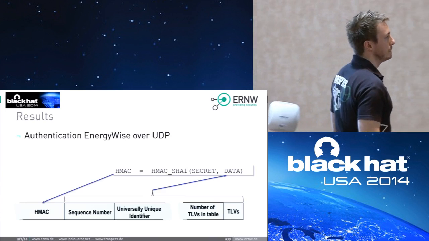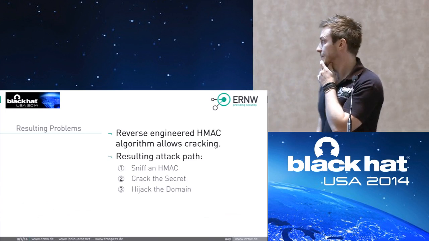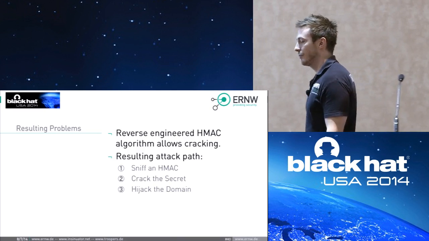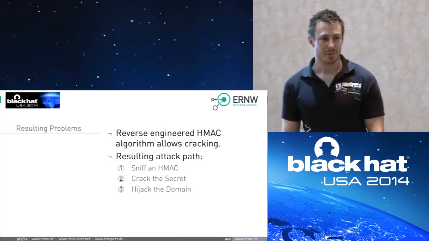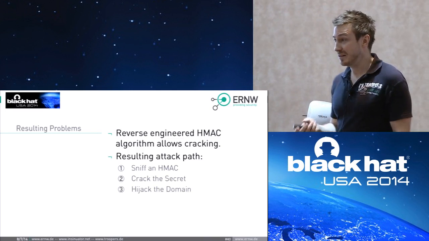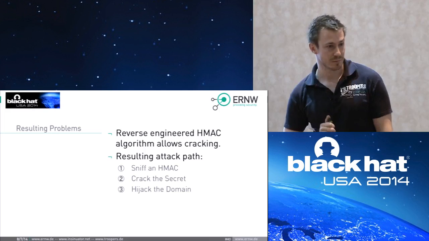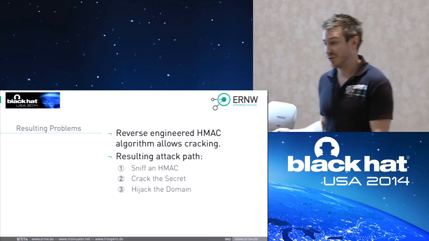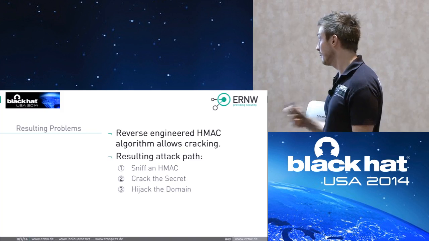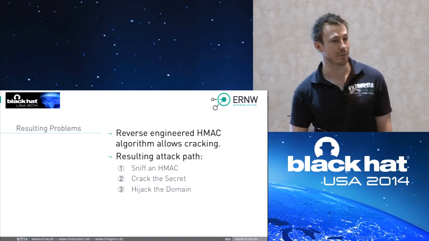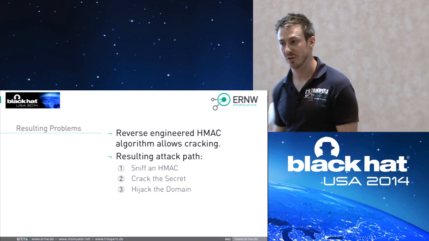So, how can we use that? There are basically 3 different steps that we have to perform. The first step is sniffing a packet that contains an HMAC. Then we need to crack the secret, which is now easily doable now that we know the algorithm, and then hijack the domain, of course, by sending fake EnergyWise packets.